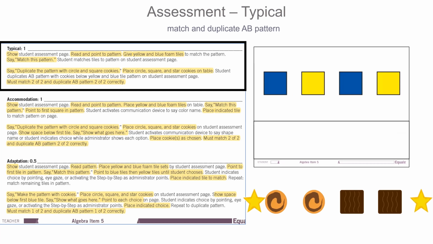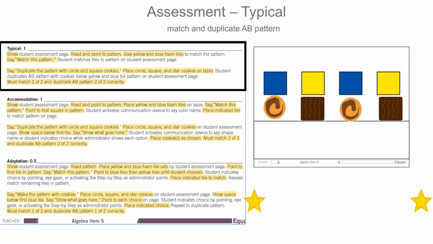Now, if the student is starting to place them on top of here to duplicate it, I don't see anything wrong with that. But if they're not placing it to show that they're duplicating the pattern, I would just redirect them: start here. That's all you would need to do. So let's say the student duplicated the pattern with circle and square cookies. And that's a duplicated pattern, all right.